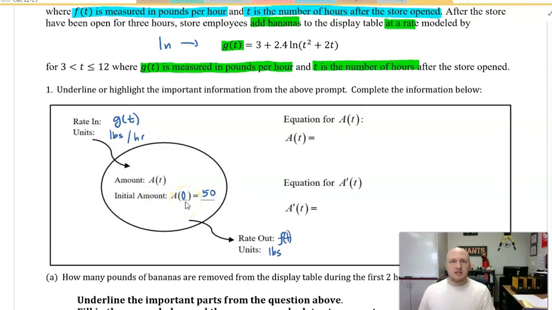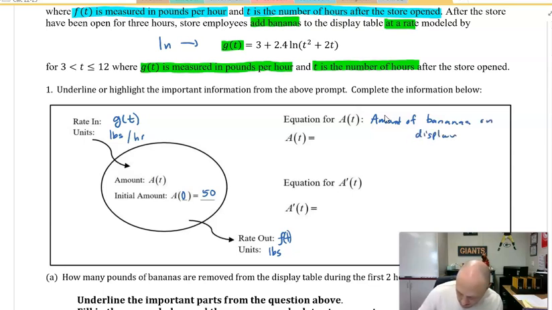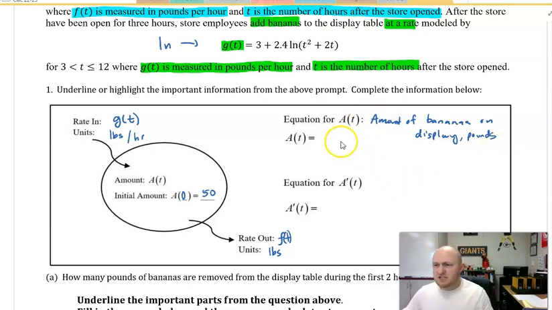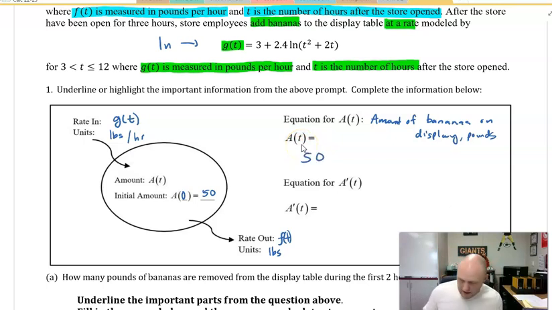So what you want to do in these questions is make an equation for A of t, the amount of whatever you're talking about. In this case, this is the amount of bananas on the display table, and usually this will be in pounds. Okay, so A of t. What is our equation for A of t? Well, I'm starting with 50. There's 50 pounds I'm starting with.